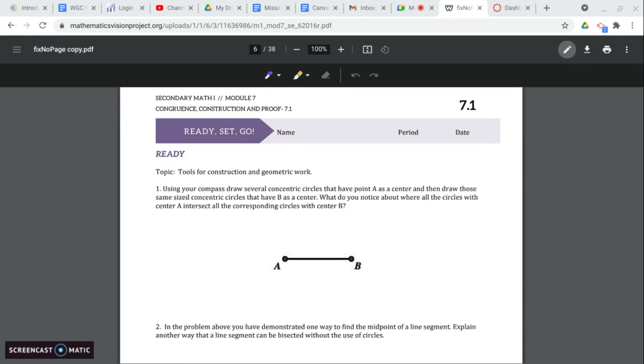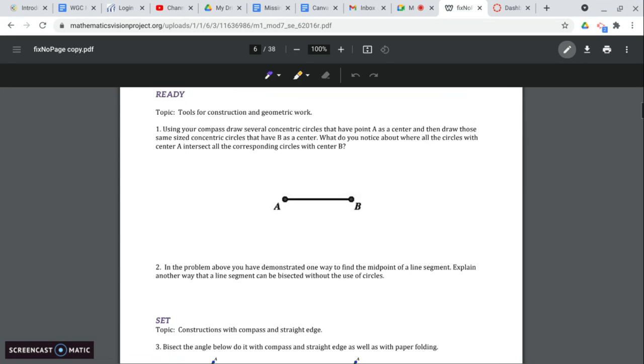So what we're looking at here in this first one is using a compass, draw several concentric circles that have point A as a center, then draw those same size concentric circles that have B as a center. What do you notice about where all the circles with center A intersect all the corresponding circles with center B? So concentric circles, that just means a circle inside a circle inside a circle. So it's multiple circles that all have the same center but have different radii.